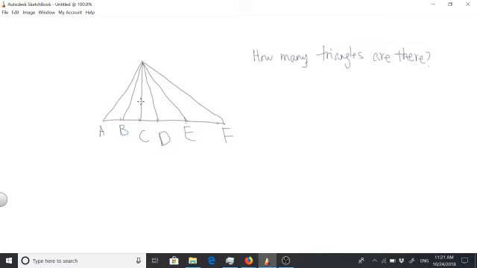Alright. So if you count it, you will get the answer is 15. Yes, the answer is 15 triangles.